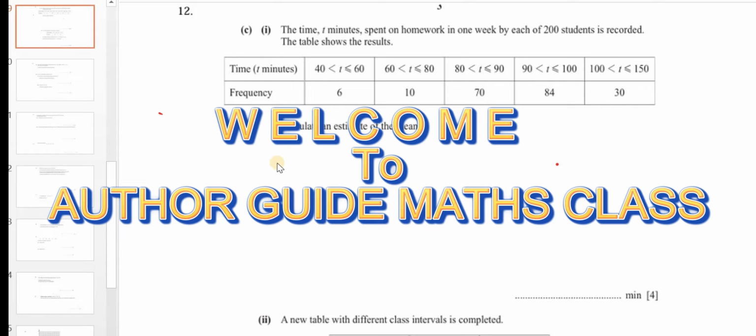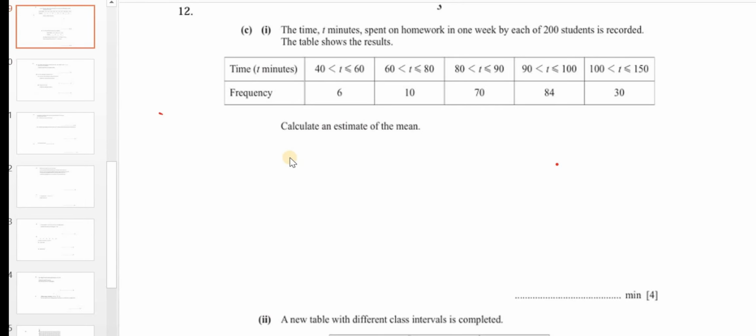Question number 12 here requires us to calculate an estimate of the mean of a group data as shown in the slide above. Before I dive into the solution of this question, I want to clarify a little thing about the two curricula that are very common, which are the Nigeria curriculum and the Cambridge curriculum.